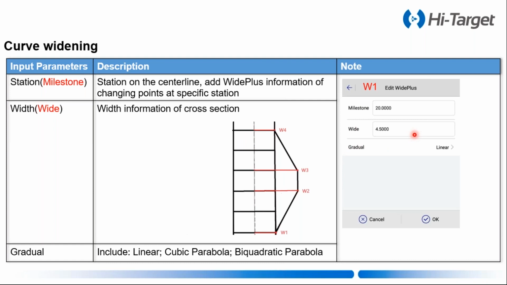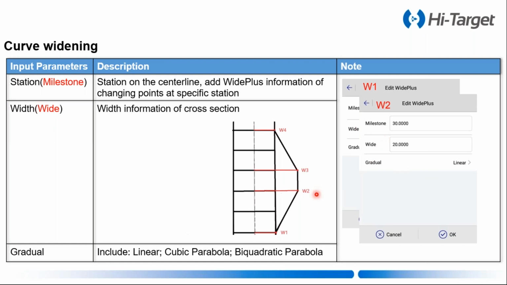So for this situation, we need to input the parameters about all these 4 points. That means the changing point, like the super elevation. For this one, the first one is W1. Here, we input the station of this W1 here, maybe it's 20 meters here. And then the width here, in Highway it's shown wide, but the width now is 4.5 meters. This is the standard.